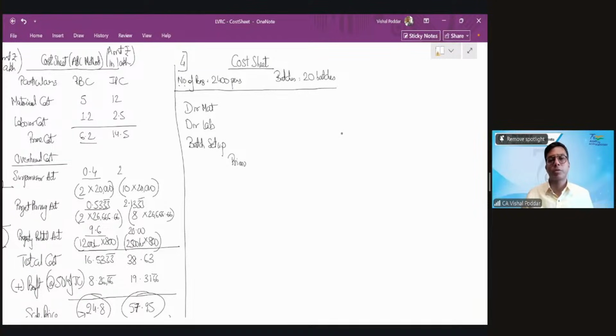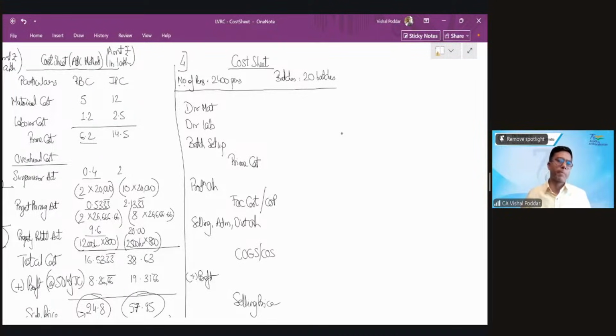This will be your prime cost. Then production overheads. This will be your factory cost. Then factory cost plus cost of production both. Then selling, administration, distribution, all these overheads combined. This will be your cost of goods sold or even your total cost. Then to this, we add our desired profit margin. So you get the selling price. Fine, students? Chalo.